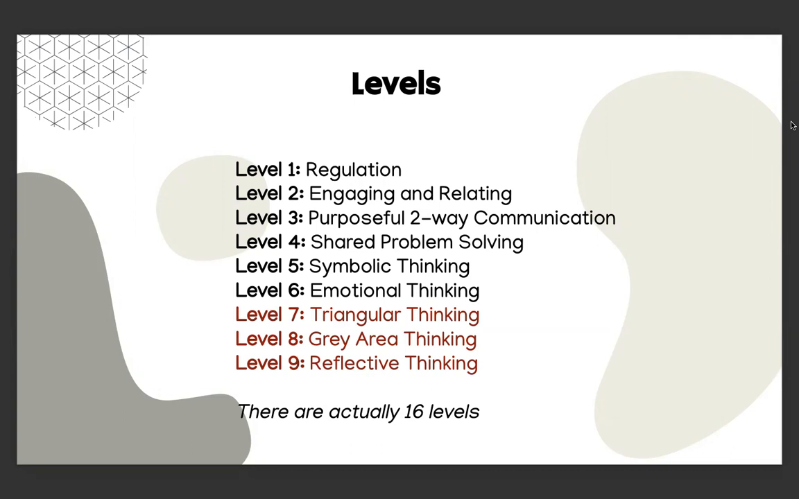Level 7 is triangular thinking. So this is using multiple perspectives. Developmentally, this doesn't occur until 4 to 6 years of age.